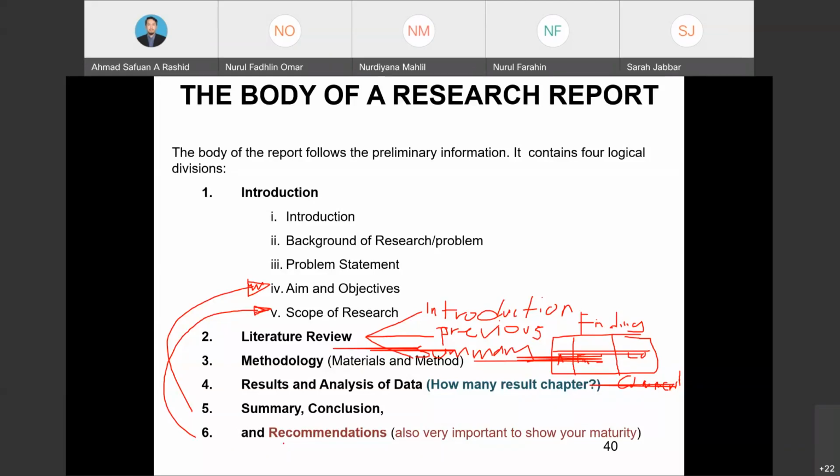It is also very important to show your maturity. Because you have a certain limit of time, you cannot cover everything within the 2 months period. So then you can suggest for others to carry out later on.